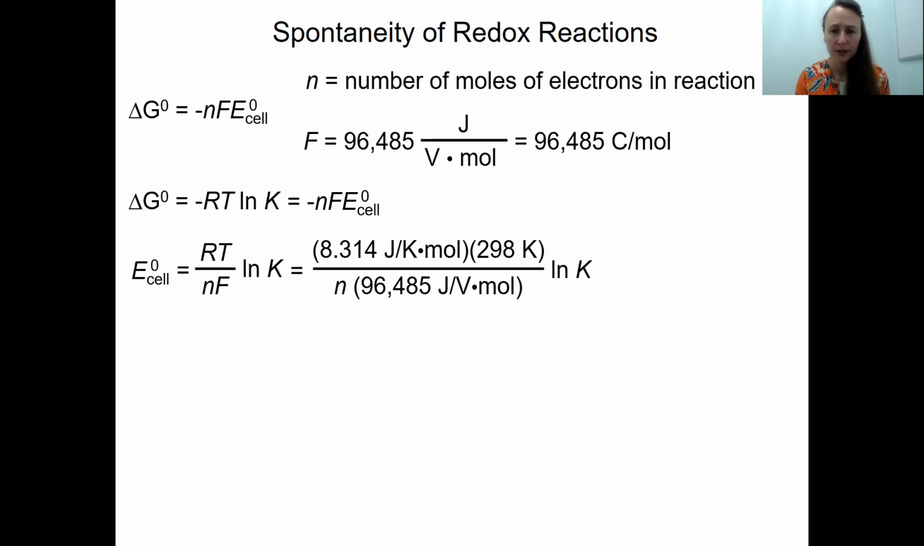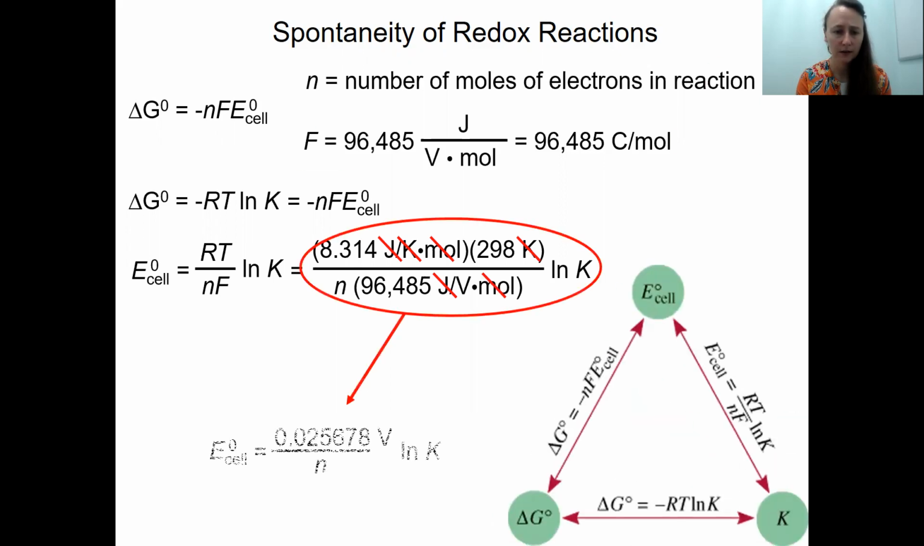Some of these numbers tend to be constants, so you can use the full equation, but if you have the standard temperature of 298 Kelvin, and we cancel out all the related units, you can have a more abbreviated equation that looks like this. Or just plug in the values so you don't have to worry about whether the temperature is standard or not. But that is how the units would cancel.